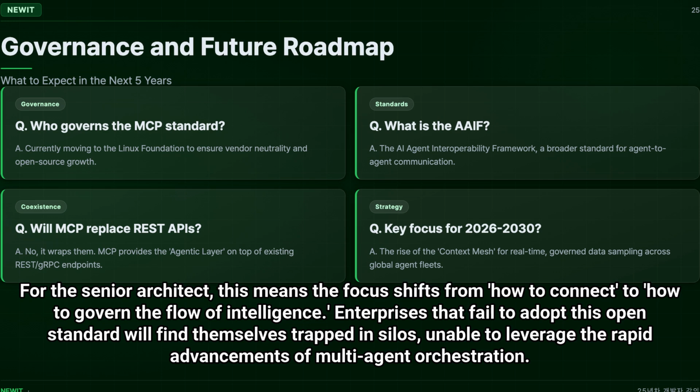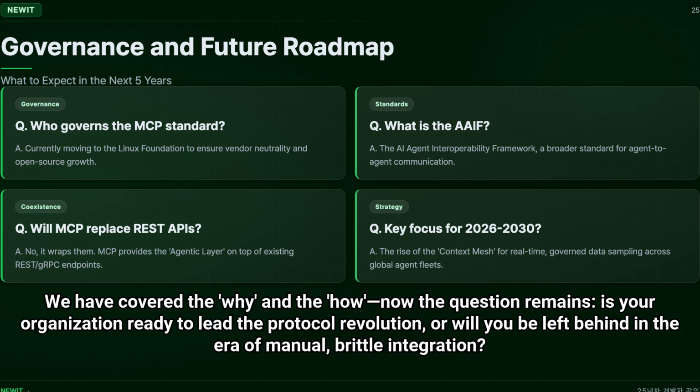For the senior architect, this means the focus shifts from how to connect to how to govern the flow of intelligence. Enterprises that fail to adopt this open standard will find themselves trapped in silos, unable to leverage the rapid advancements of multi-agent orchestration. We have covered the why and the how. Now the question remains, is your organization ready to lead the protocol revolution, or will you be left behind in the era of manual, brittle integration?